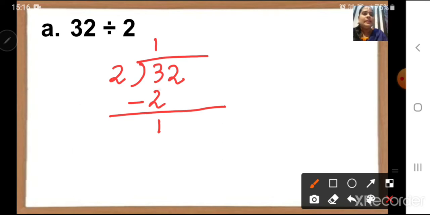Right children? Next step is to put the next number down, which is number 2. So I will write here number 2. Okay. Now here we have number 12. Now 12 we have to divide with number 2, the divisor. Okay. So in 2's table will 12 go? Yes. 2 6s are 12. Correct? So 2 6s are 12. Okay children. Now 12 minus 12 is 0. That means our remainder is 0 and our quotient is 16.